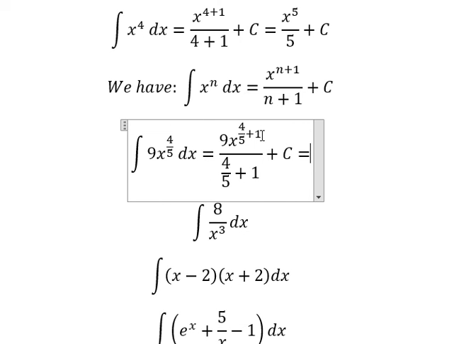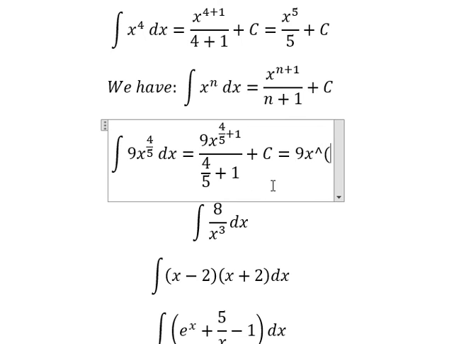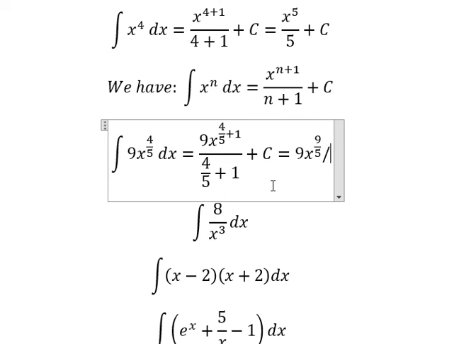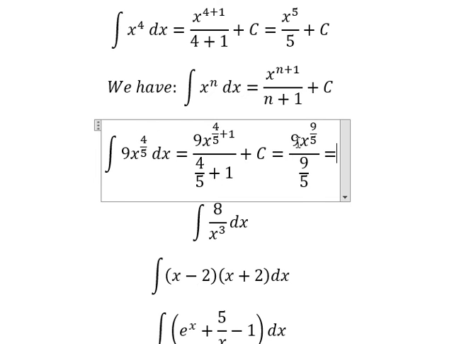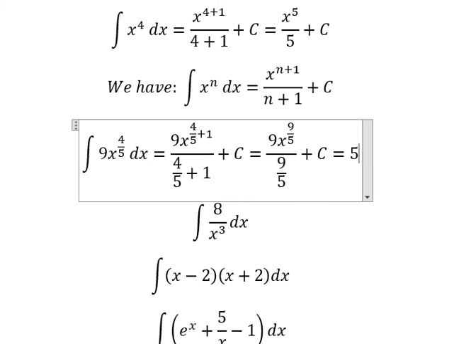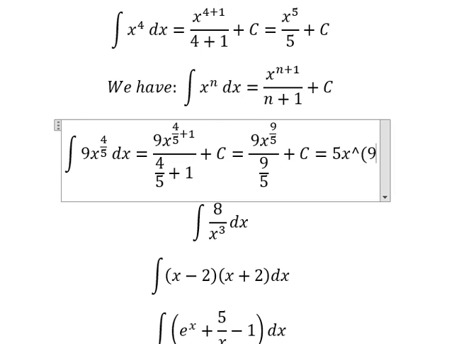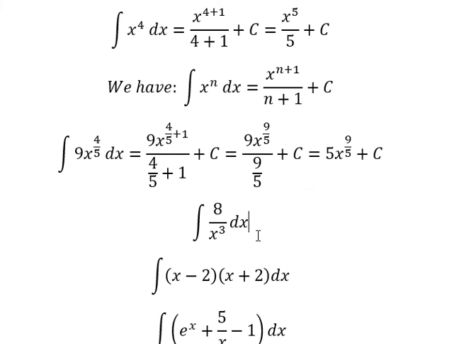So this one you get 9 over 5 over 9 over 5. We simplify number 9 in here, and we have number 5 we put on the numerator, and you get 5x to the power of 9 over 5, and we put plus C.